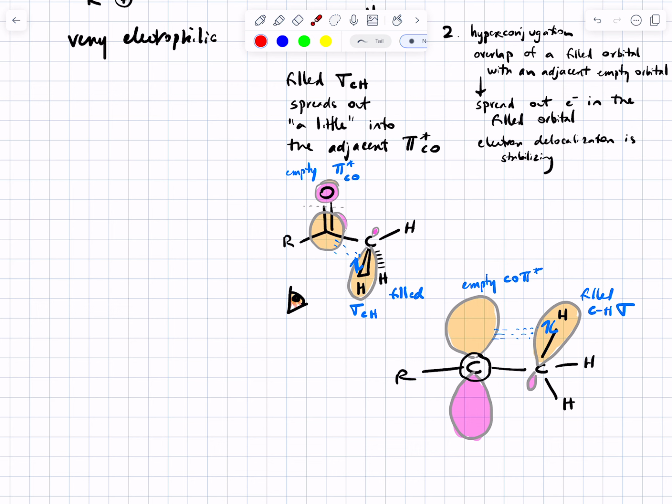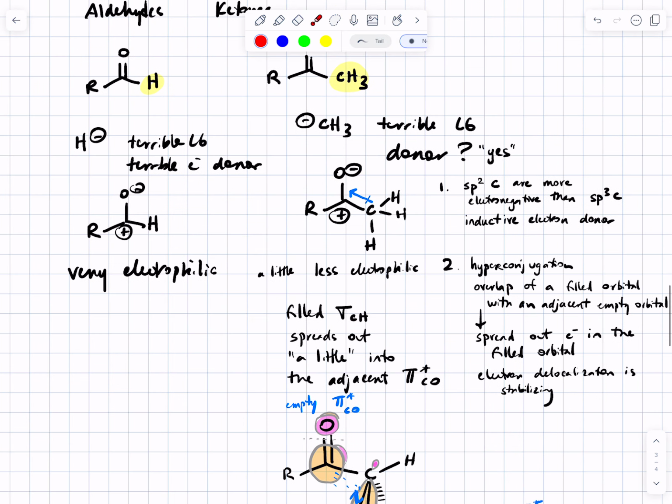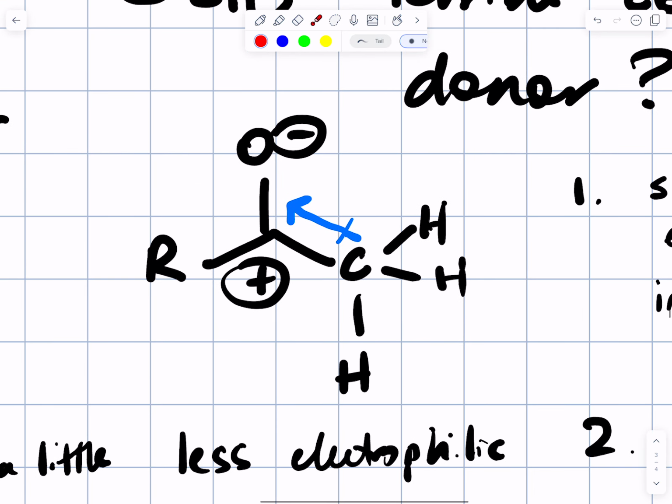Yeah, you can think of the electrons in the CH bond moving lower in energy. That makes it more stable, less reactive. That makes the overall molecule less reactive. Yep. The effect of hyperconjugation is to spread out the positive charge on the carbonyl carbon, making it less of a place to attack. So ketones are less reactive than aldehydes. Okay, others?